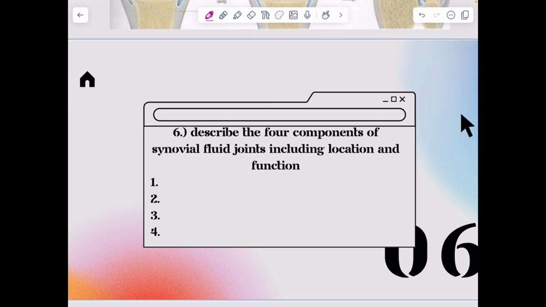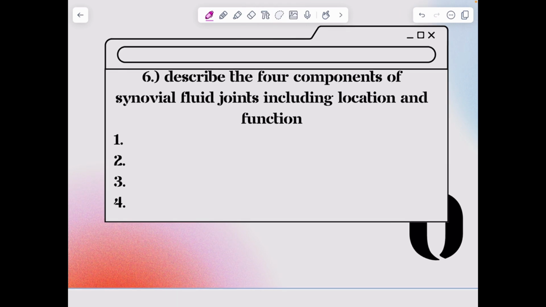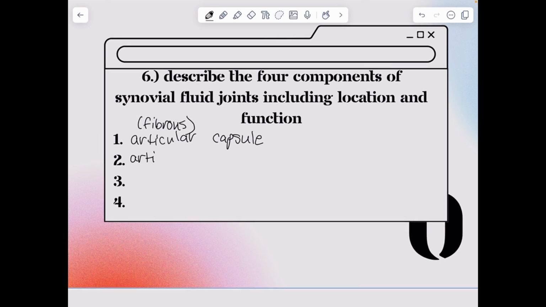So the 4 components, first off, are the articular capsule around the outside. Also can be called the fibrous. So she calls it that, don't be confused or thrown off. The articular cartilage, the synovial membrane, and synovial fluid.